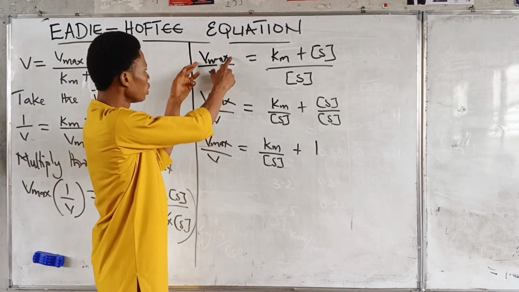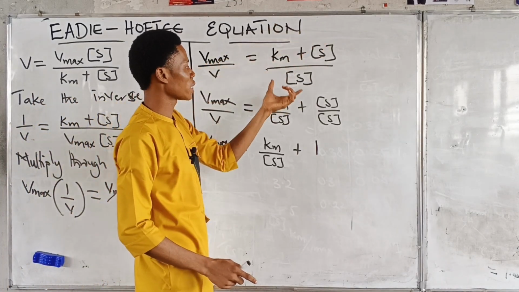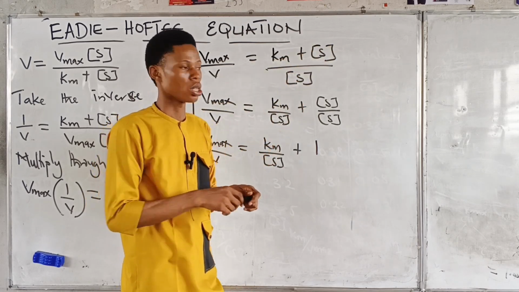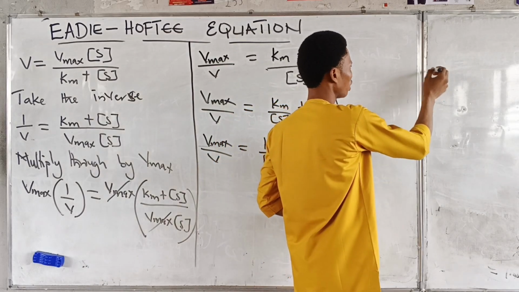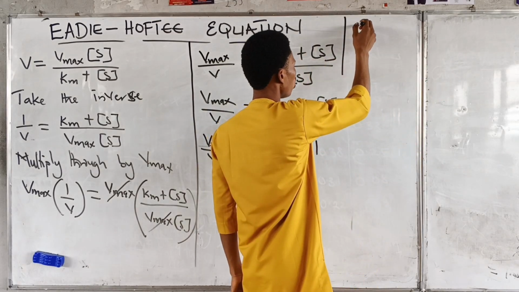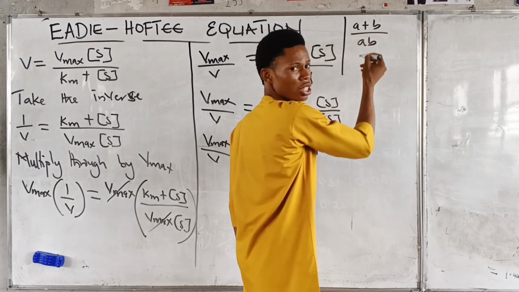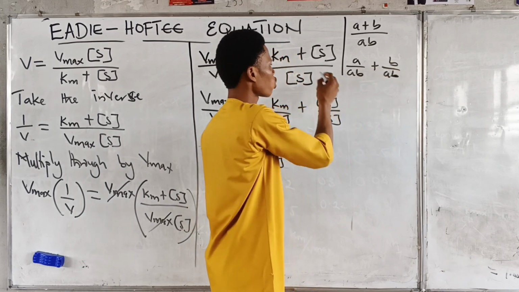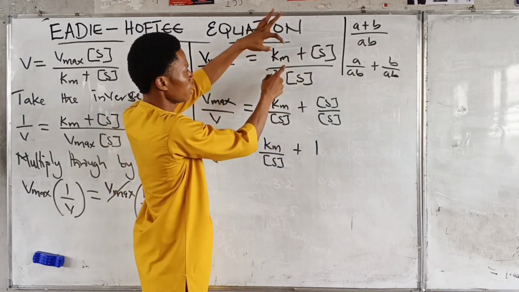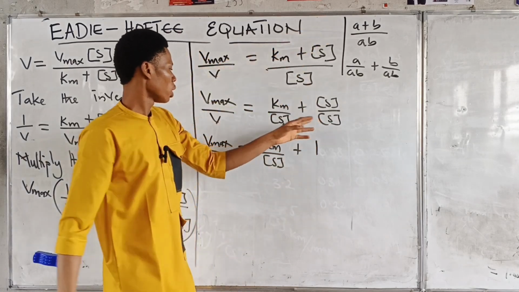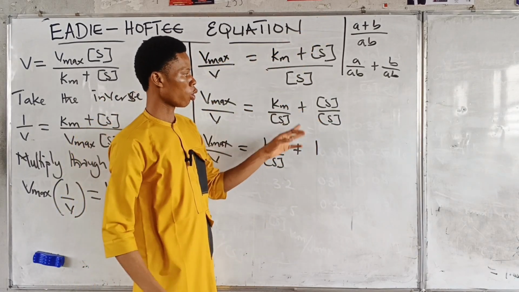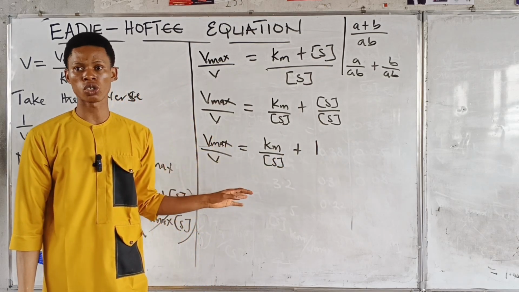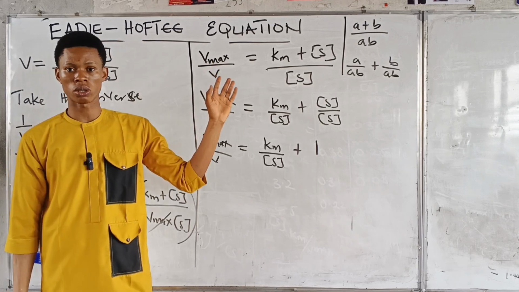Now the next thing is, this is still same. This is same thing as writing it as Km over this plus this over this, separating it into partial fractions. I said earlier on that if you have something like A plus B over AB, it's same thing as saying A over AB plus B over AB. That's what we did here. This is same thing as saying this over this plus this over this. Now this is still same, this is same, plus this divided by this is 1. We're almost done. We'll just rearrange this equation and we get our Eadie equation.